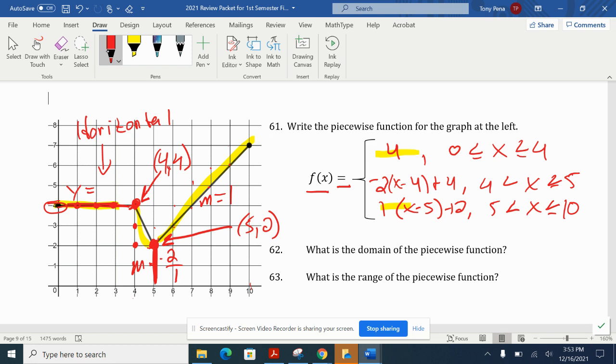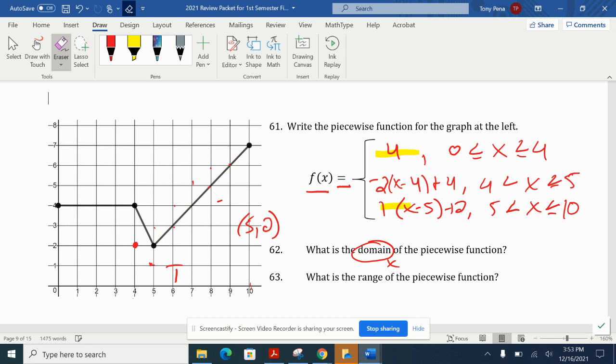All right, 62, 63. The domain are x's. So what x value do we start at? What's our smallest x value? What x value do we end at? So this is now for the overall graph. So let me clean this up a little bit. Eliminate all these distractions within this graph.